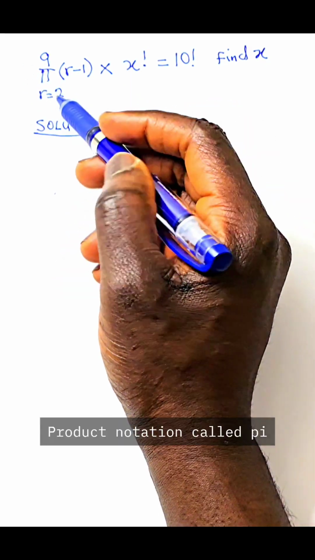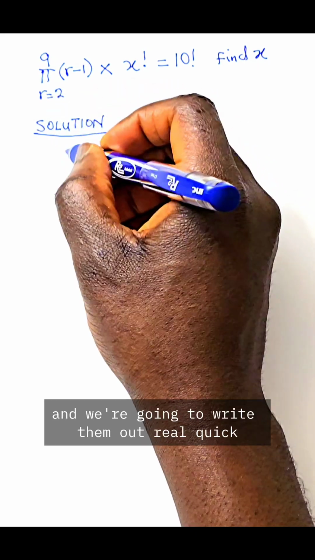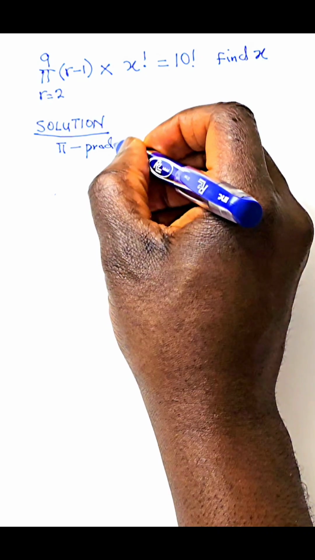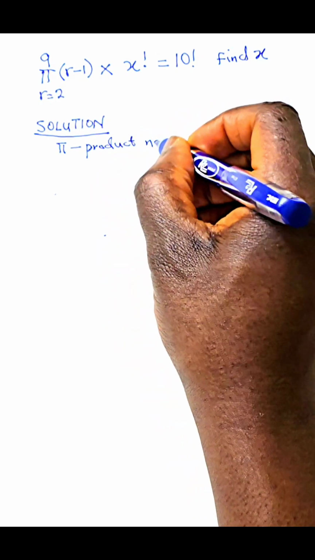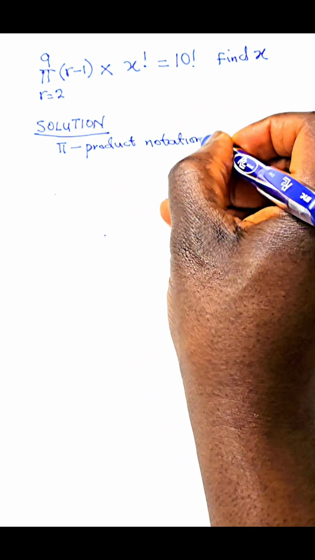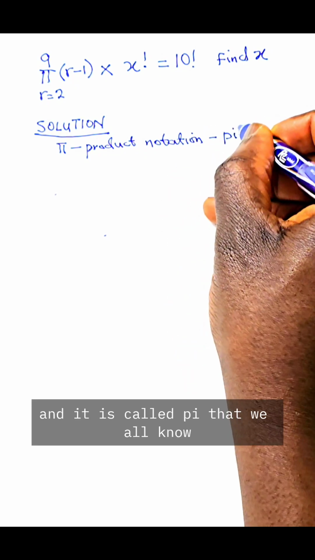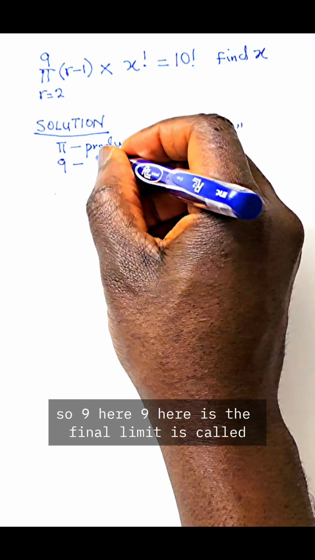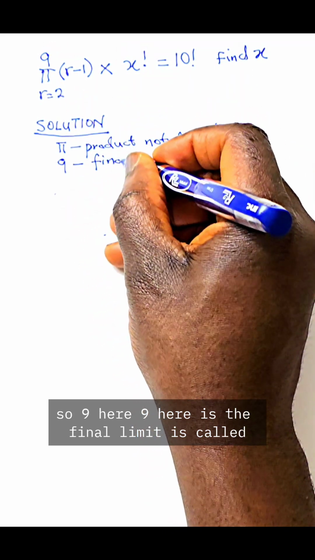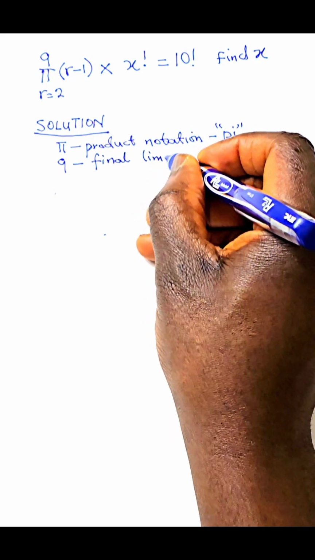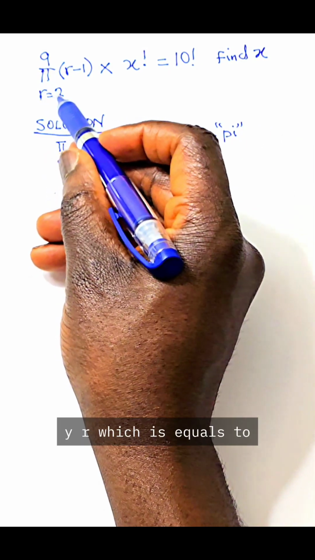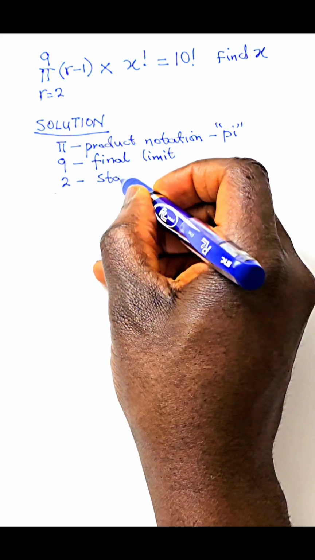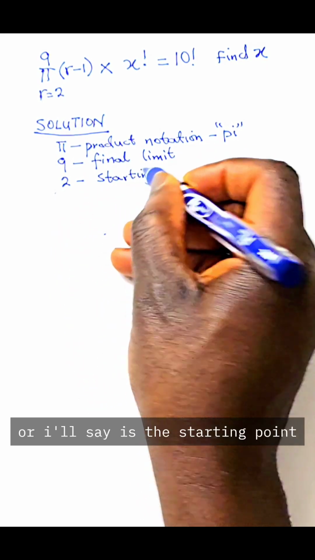It is a product notation called pi, and we're going to write it out real quick. This is a product notation, and it is called pi that we all know. So 9 here is the final limit. It's called the final limit. And r equals 2 is the starting limit, or I'll say the starting point.